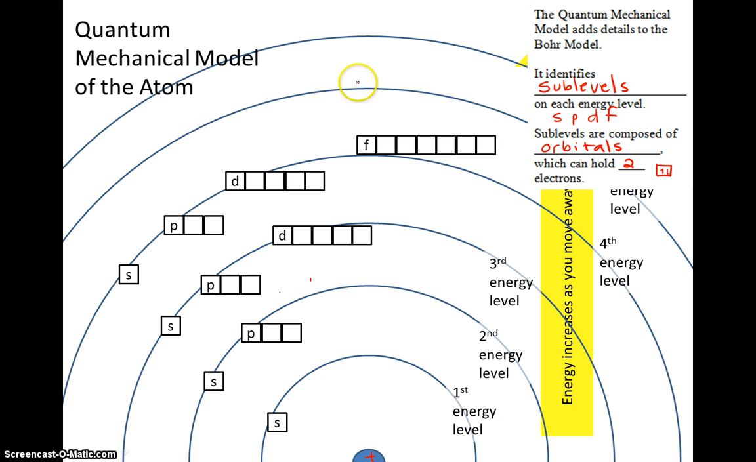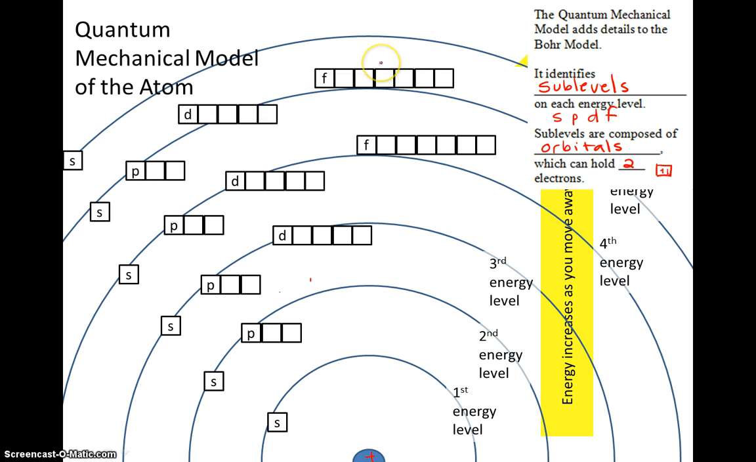And as you go farther out, they just repeat the same pattern, where the 5th energy level has an S, a P, a D, and an F. If I had finished this 6th energy level, it would also have a P and a D and an F. And if I had gone all the way out to the 7th energy level that exists, we would have those same 4 repeating again.